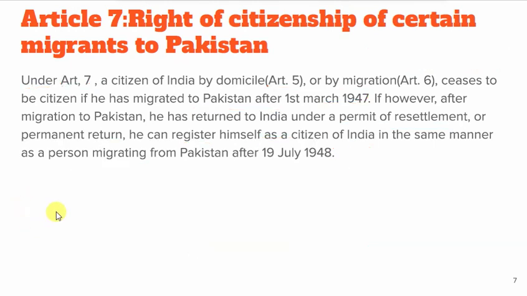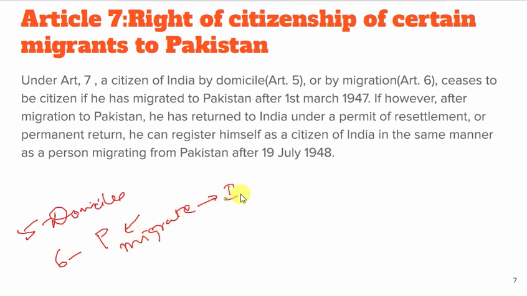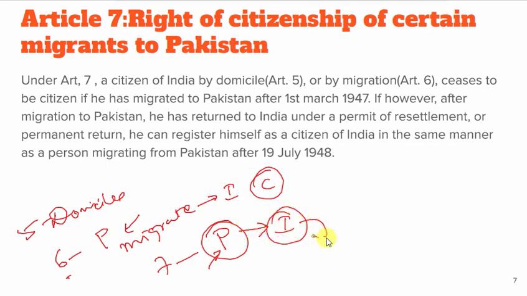So don't get confused. Article 5 is the domicile, who actually lived in India or was born in India. Article 6 is the person who is a Pakistani who wants to migrate from Pakistan to India and will become a citizen of India. And under Article 7, the person went to Pakistan but doesn't want to stay there anymore and wants to be an Indian citizen permanently. That's how he cancels his Pakistani citizenship on the basis of permanent return, and becomes an Indian citizen under Article 7.